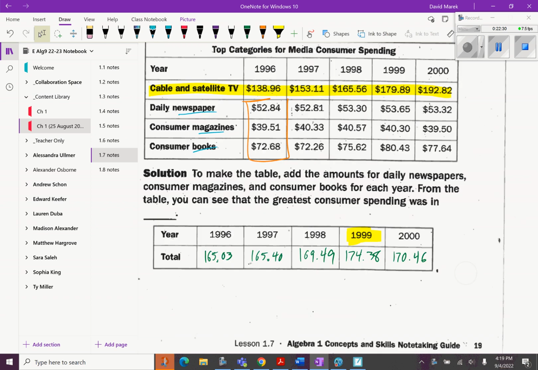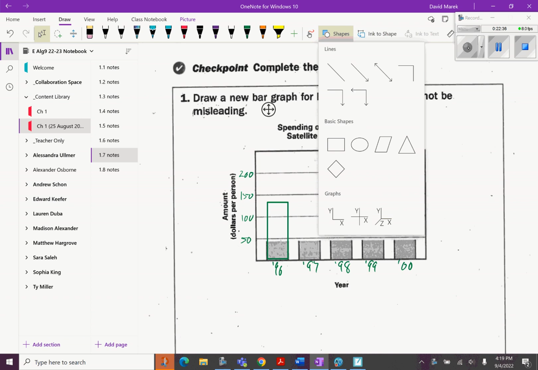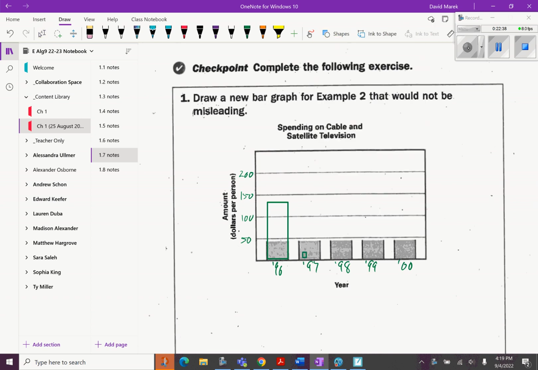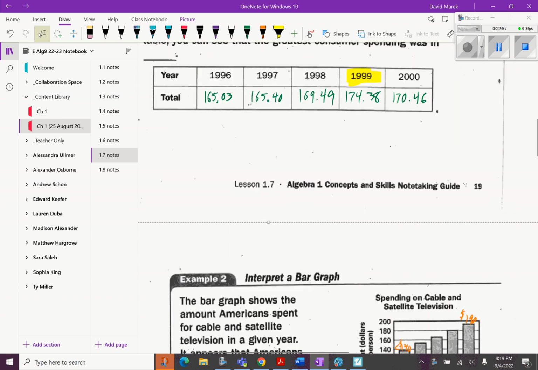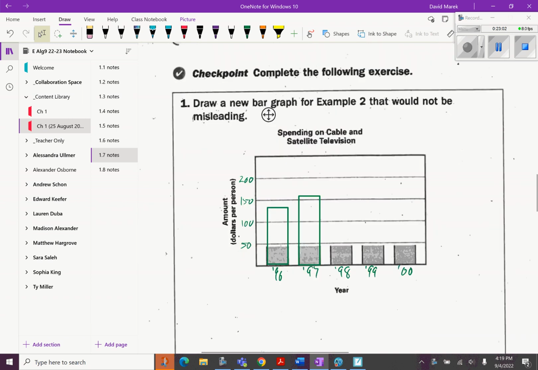Then for the next year, it was 153.11. And again, I'm going to mess around with the position of it here. 153.11. I'm just going to put that just a little bit above the 150. The next one, 165.56.